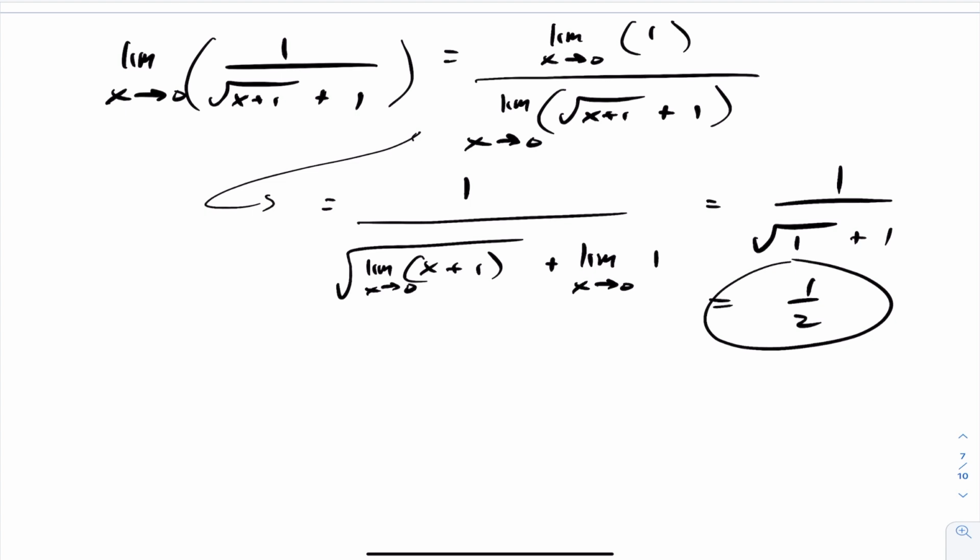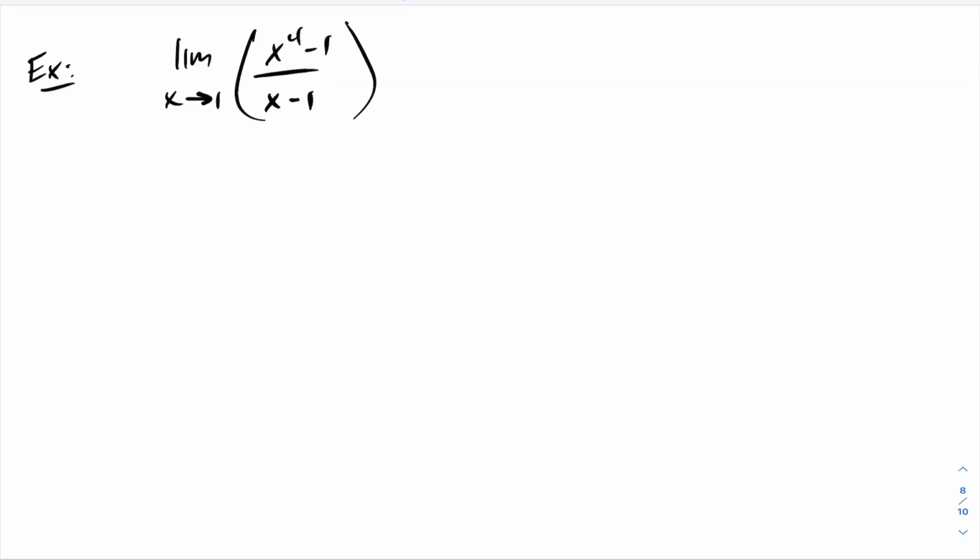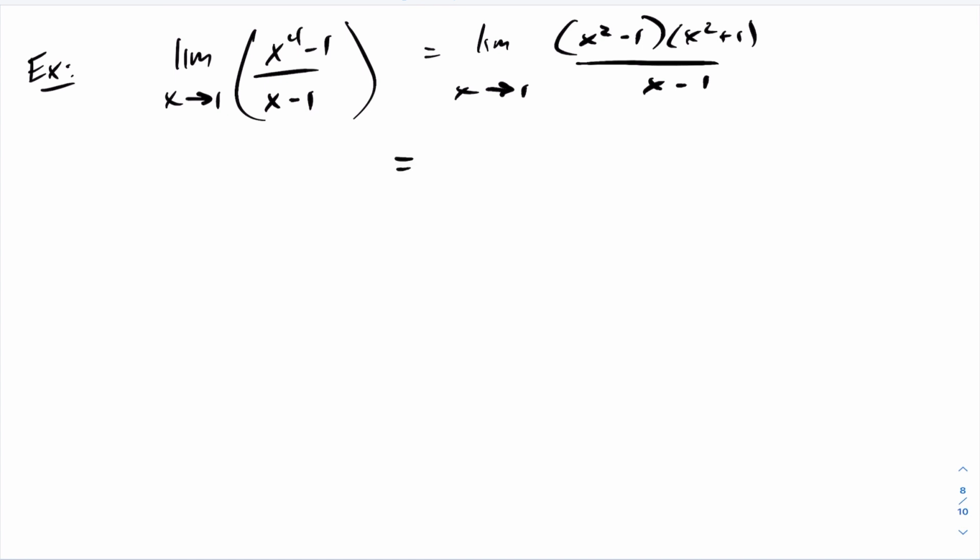Let's try another. For this problem here, again, we're getting that indeterminate form, looking for some factoring techniques here. Well, right away, you're going to see we have a difference of squares in the top. So I can change this to x squared minus 1 times x squared plus 1 over x minus 1. Notice I sub the 1 in at this point. I still get 0 over 0. So I'm going to have to go ahead and factor this some more.